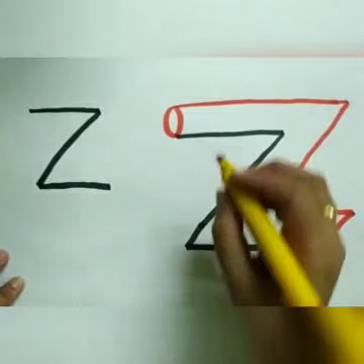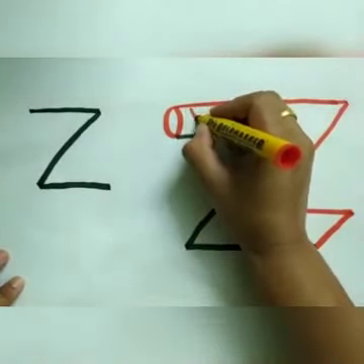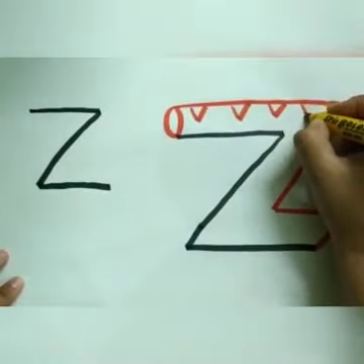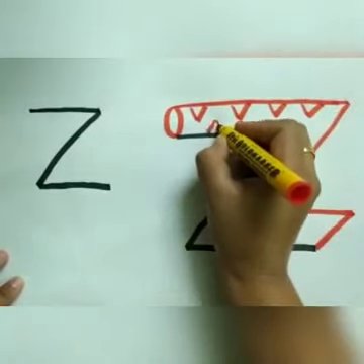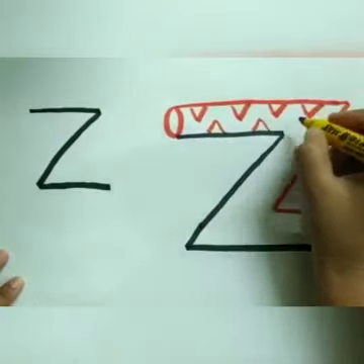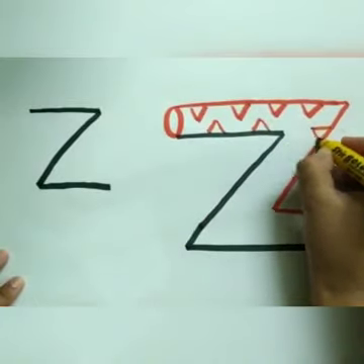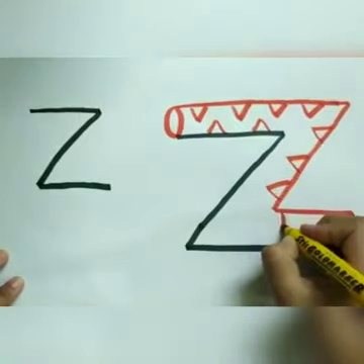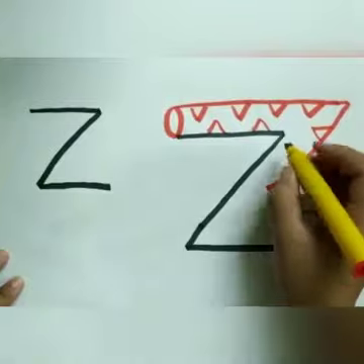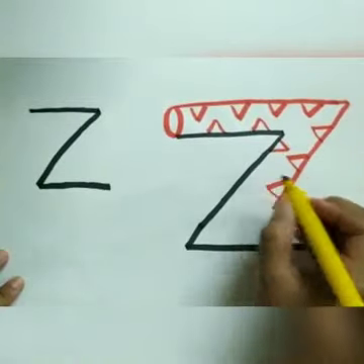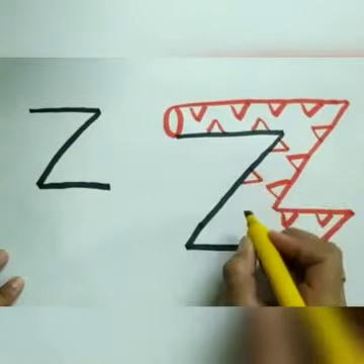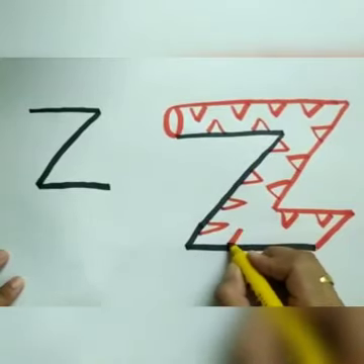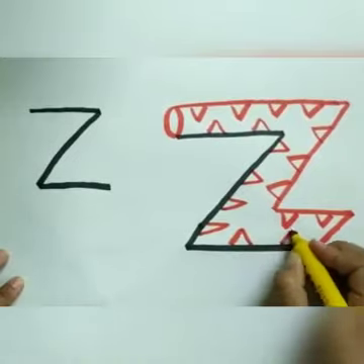What we have to do next, we make small triangles like this. Make small triangles like this. These can be small ones because you have to make another one here on the downside. Like this, like this. Now come down like this, again like this, and one here like this.